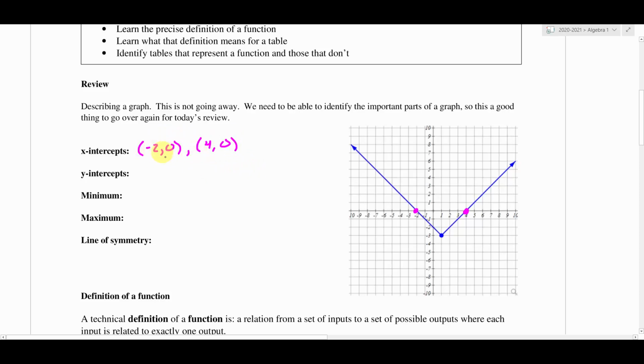Okay, so when you go to MyOpenMath and you do a problem like this, you're going to make sure that you enter in the first coordinate, second coordinate for the x-intercepts, and then you will put a comma to separate the two. That's if there are two.